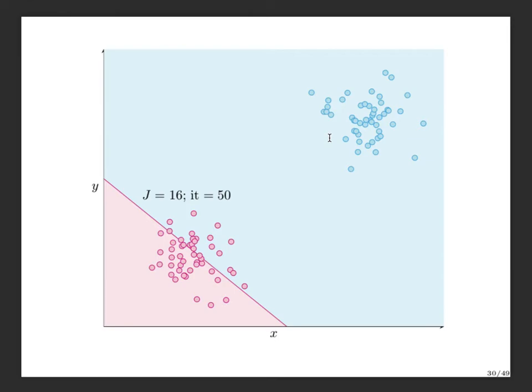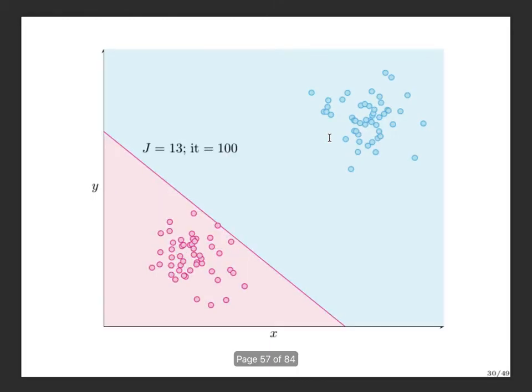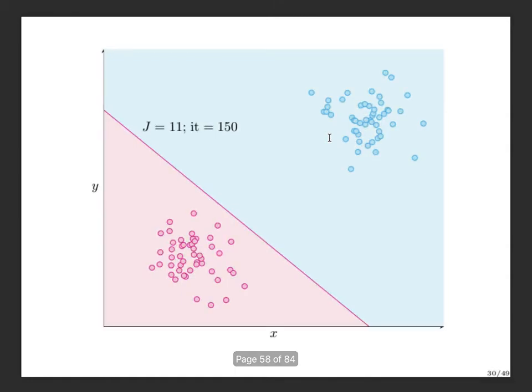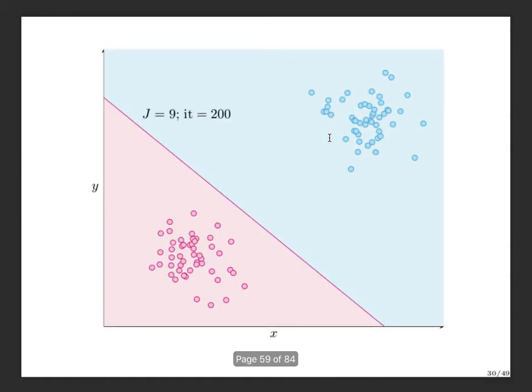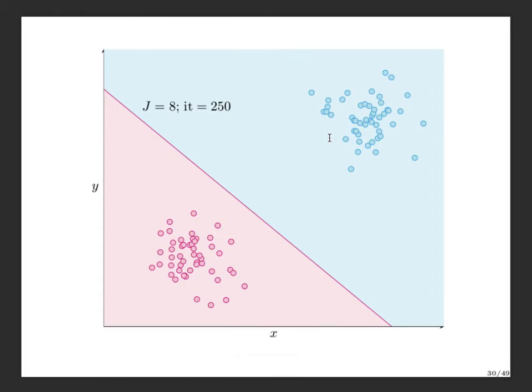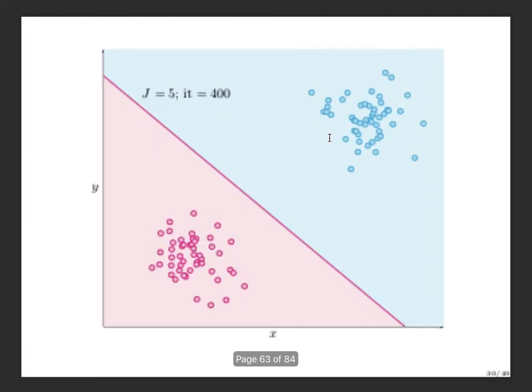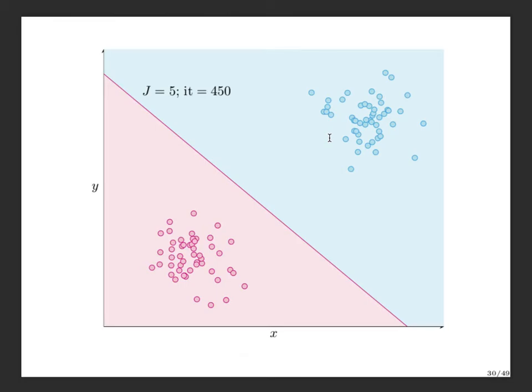Your cost is 16. I let it run a bit more, 100 iterations. It says, okay, better. Cost is 13. 150 iterations, cost is 11. 200 iterations, cost is 9. 250 iterations, cost is 8, 7, 6, 5, 5. So it seems that at iteration 400, nothing's changing. We've found a stable decision boundary. So these lines were legitimately generated by the gradient descent algorithm. This isn't me inventing this. I took the actual values out of the algorithm, and this is what it was doing.